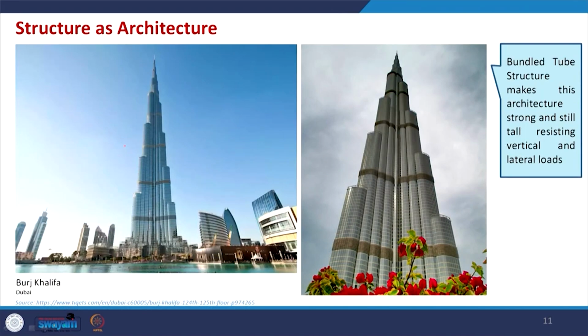Again this is from Dubai, what is called Burj Khalifa. It is the tallest structure, and there are many structures coming up which are higher than this one, but this is a completed building. Here, if you see, this follows a bundle tube structure. For example, you have some tubes, and you place them together.